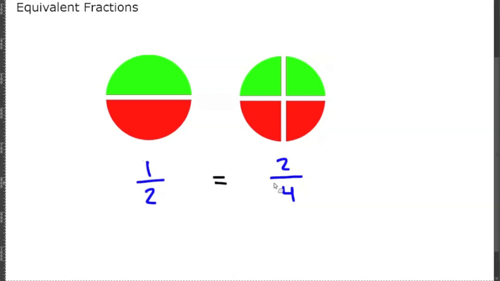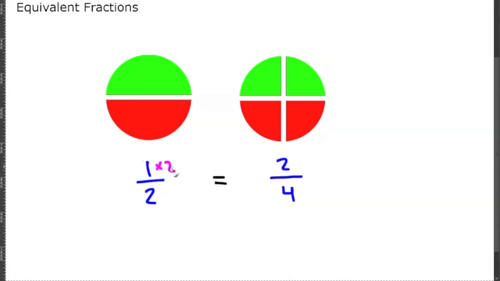Now, how exactly does this happen? Well, let's see. We're saying that 1/2 is equal to 2/4. So there's some way I can rewrite this number here on the left as 2/4. So we want the numerator to be 2. And we know that 1 times 2 would give us 2. So let's multiply the top by 2.